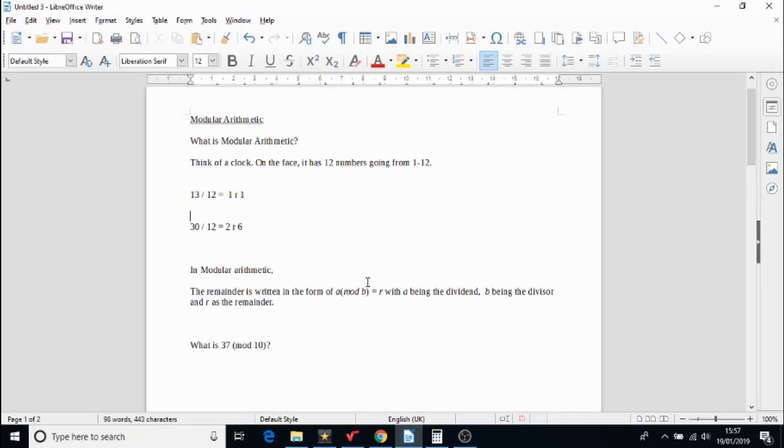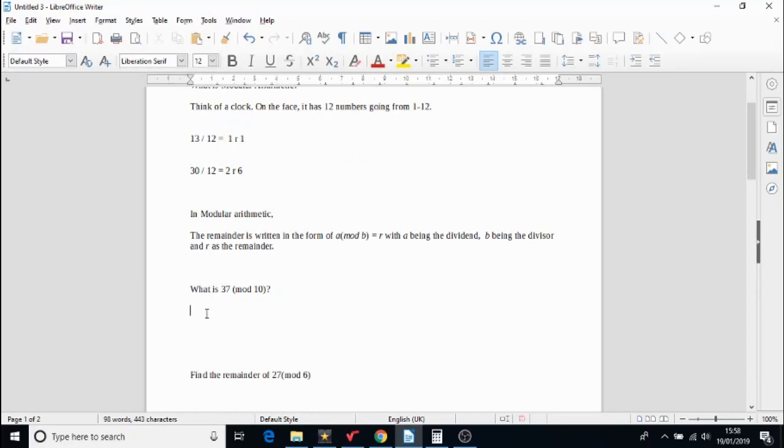It's written in the form A mod B equals R, with A being the dividend, the number that's being divided into, B being the divisor, the one that's doing the dividing, and R being the remainder, what is left over after A has been divided by B.